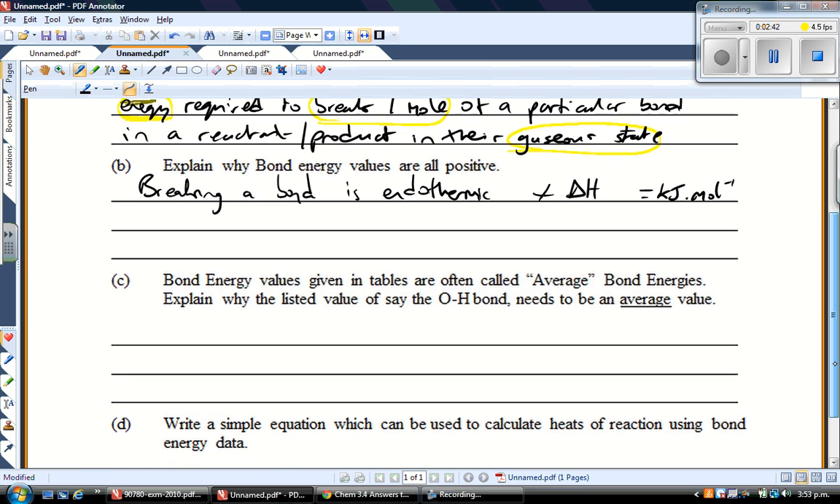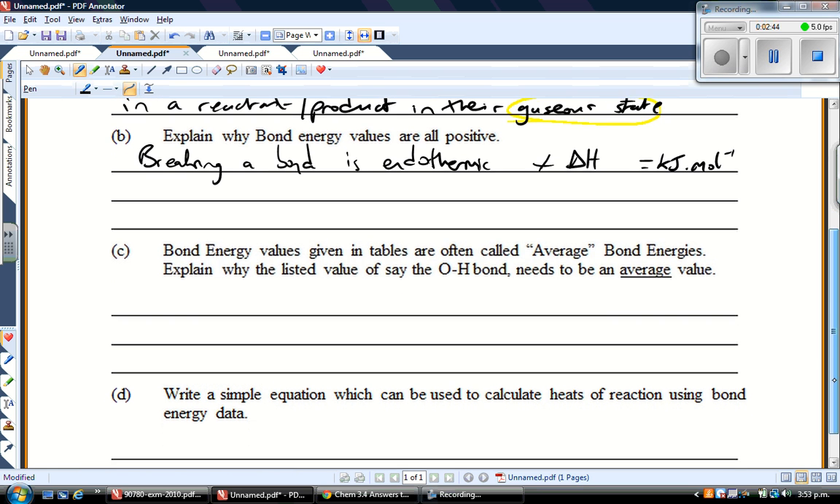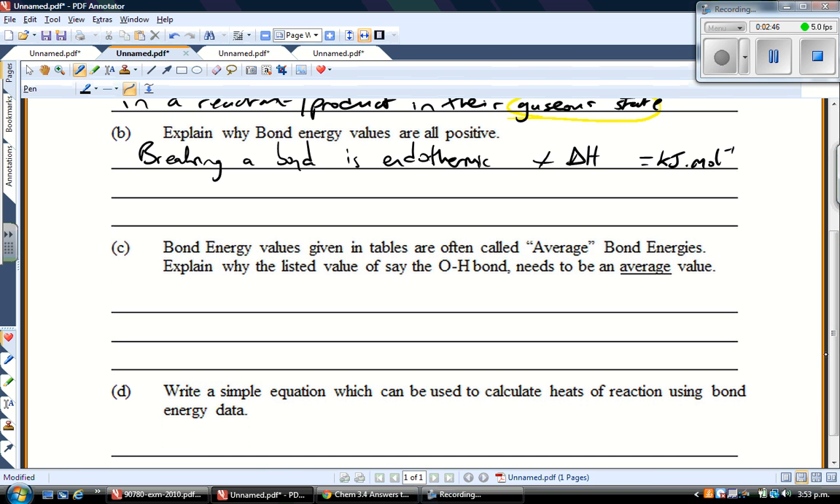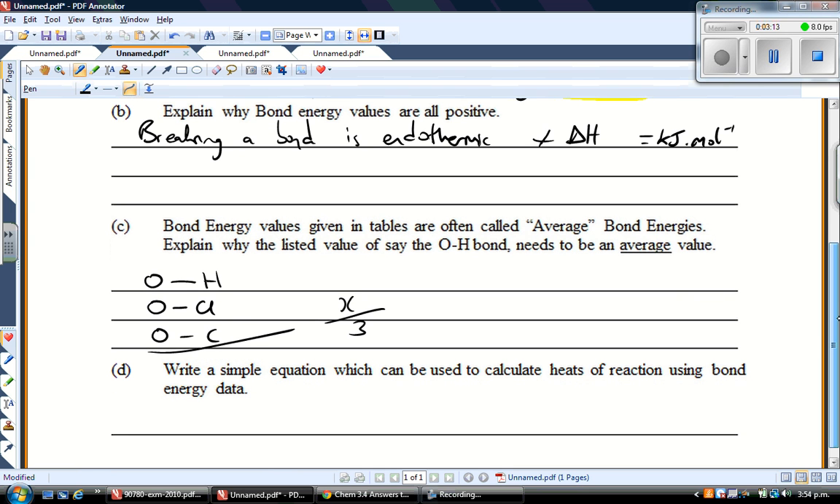Part C here, bond energy values given in tables are often called average bond energies. Explain why the listed value of, say, the OH bond needs to be an average value. And this is simply because you need to think about all the different elements that oxygen can be bonded to. So you can have oxygen bonded to hydrogen, oxygen bonded to chlorine, oxygen bonded to carbon, etc. And then you add up all those energy values, get that number, and then divide it by 3 in this case. So you get the average value, and that's what you use then in the table.